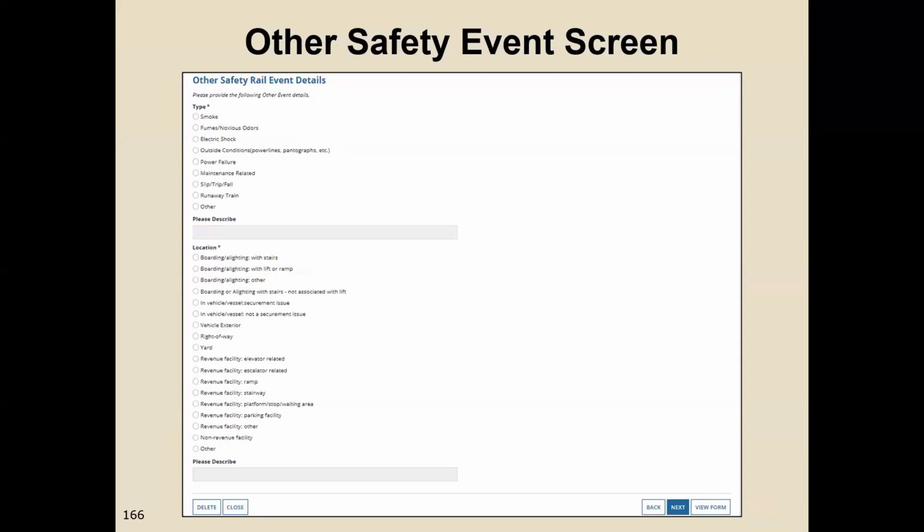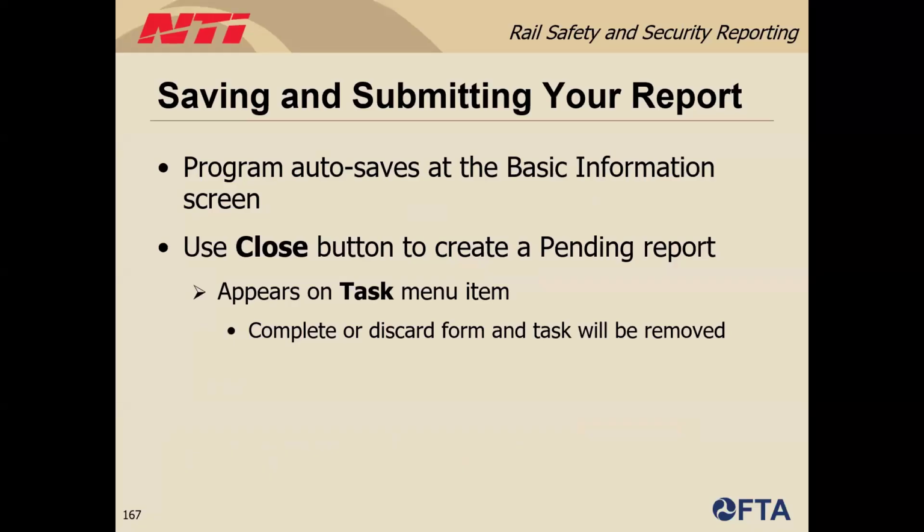This is a screenshot of the other safety event screen. So at this point, we have completed all of our screens for the reportable event types. We'll now review saving, submitting, and editing. At any point from the basic information screen on, the system automatically saves your report. So if you close the report without saving or submitting, from this point on, these auto-saved reports become pending reports, which are stored as a task on the task menu option.